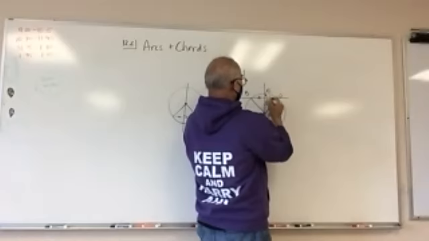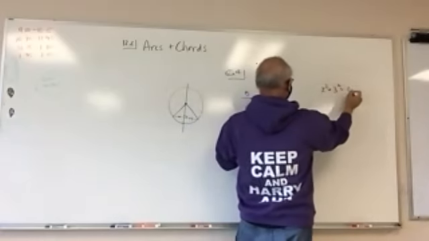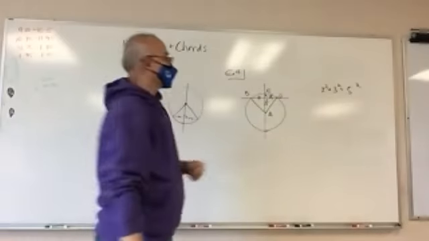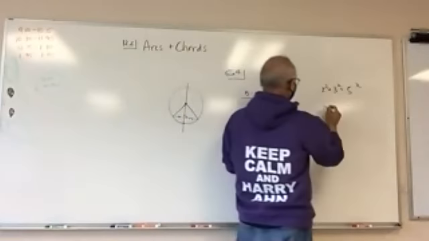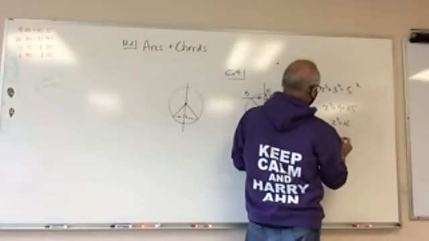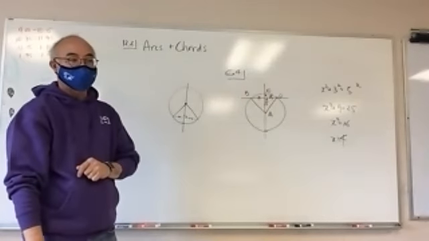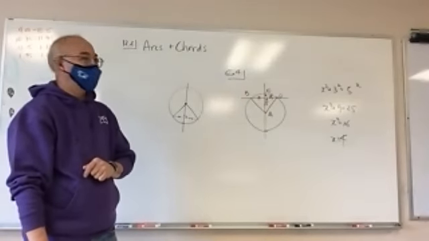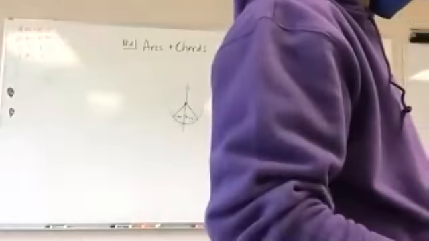What's the radius? 5. So this here is going to be 5. Which means that this part here, I don't know what it is, we'll call it x. x squared plus 3 squared is equal to 5 squared, correct? Because we have this right triangle here. x is equal to 4, which means that BD is equal to 2 times 4, which is 8, right? And, oh, we're done.